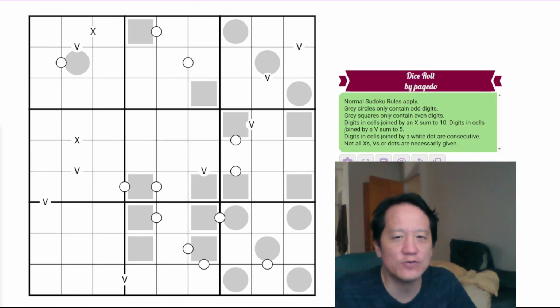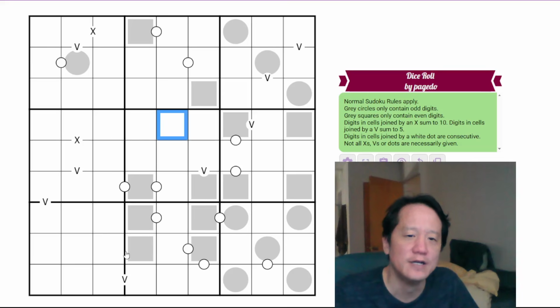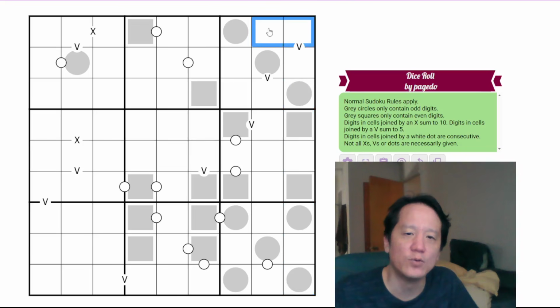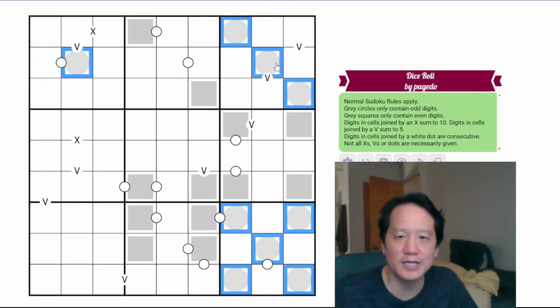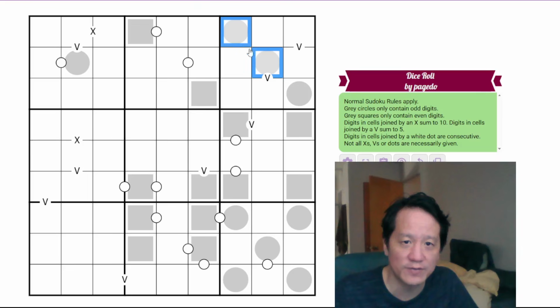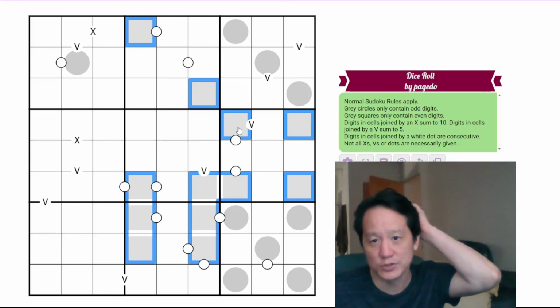Normal Sudoku rules apply, which means in every cell in the grid, place a single digit from 1 through 9, such that there are no repeats in any row, column, or designated 9-cell region. Gray circles only contain odd digits, and gray squares only contain even digits. So that means 1, 3, 5, 7, or 9 in the gray circles and 2, 4, 6, 8 in the gray squares.